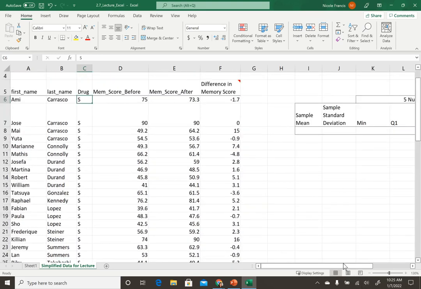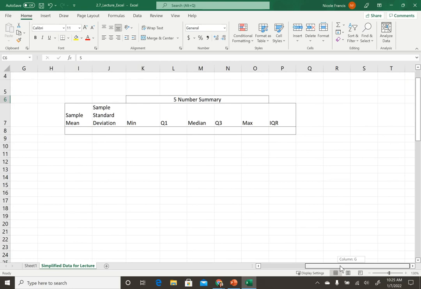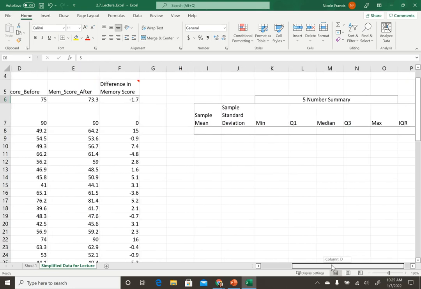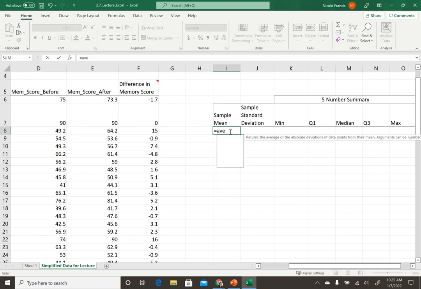And so let's go ahead and calculate all these different statistics now that we know how to do all these together. I can't seem to get this in a good window. Here we go. A bit more. All right, so what we're going to do is we want to know the sample mean and their difference in memory score. So that's going to be equal to average of all these values.